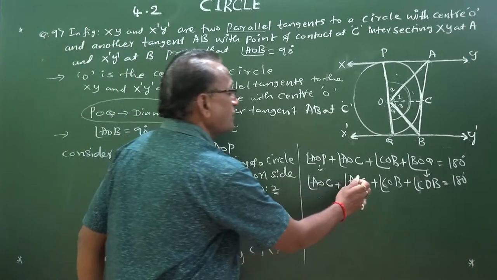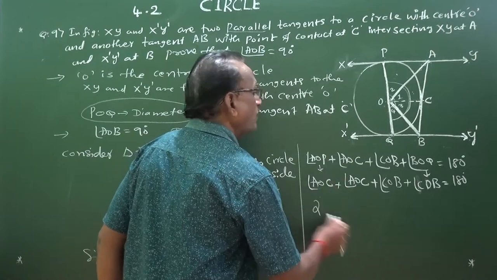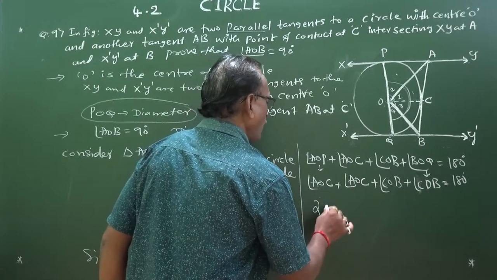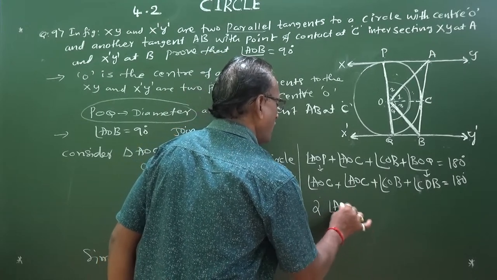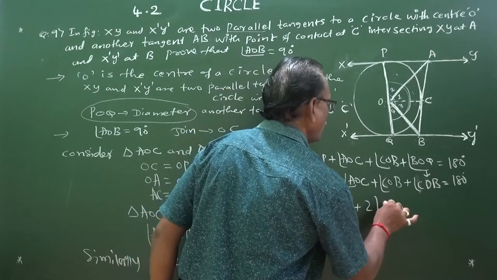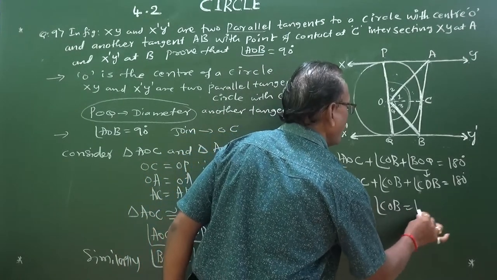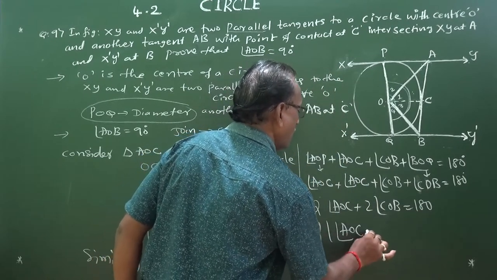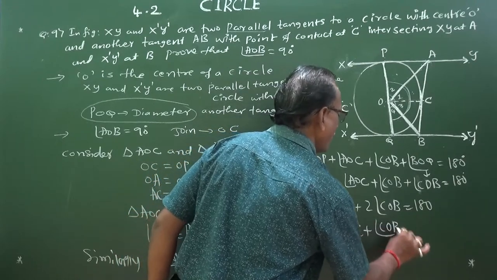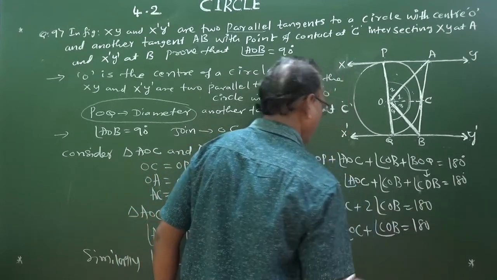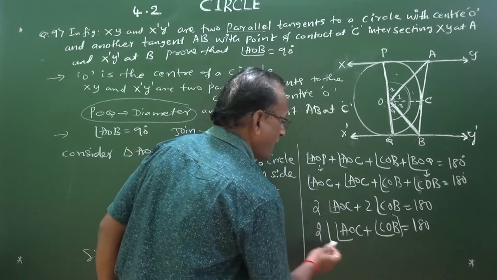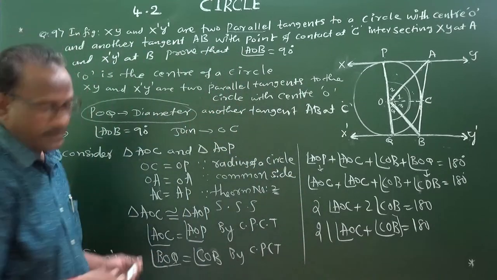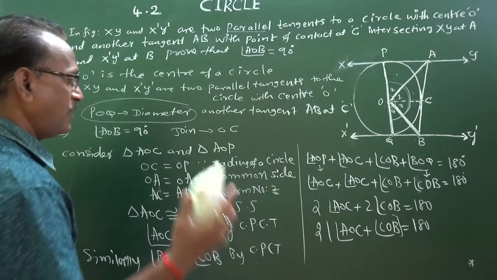Now, AOC, how many are there? 2. COB also 2. Take common 2: 2 AOC plus 2 COB is equal to 180 degrees. Now take the common 2, the angle AOC plus COB is equal to 180 degrees. Then 2 should be transferred to this side, it will be divided. After division, how much do you get?